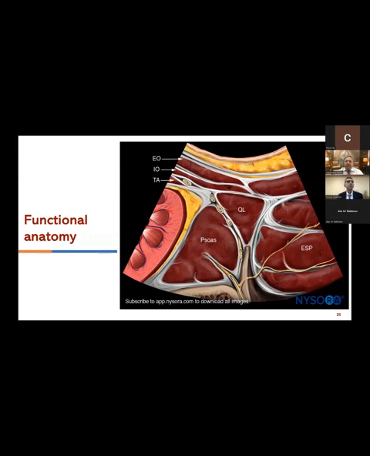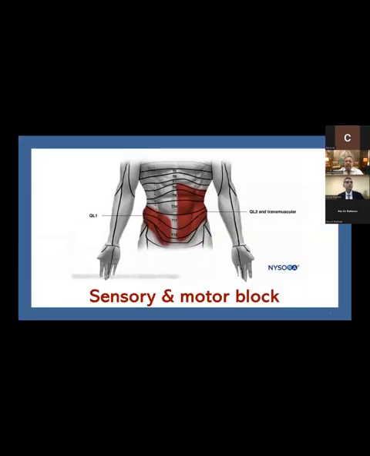It originates from the posterior part of the iliac crest and the iliolumbar ligament, and inserts on the 12th rib and the transverse process of vertebra L1 to L4. Now, different parts of the sensory block have been described. So there are 3 approaches of quadratus lumborum block: QL1, QL2, and the anterior, or QL3, or transmuscular.